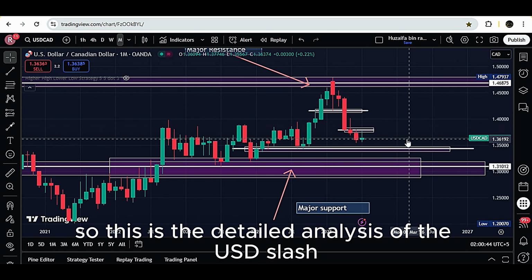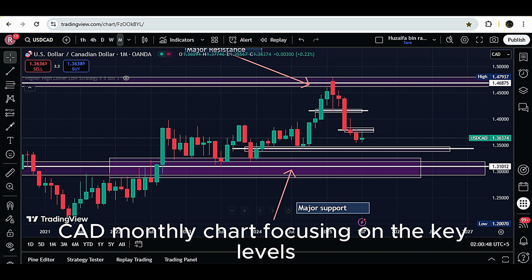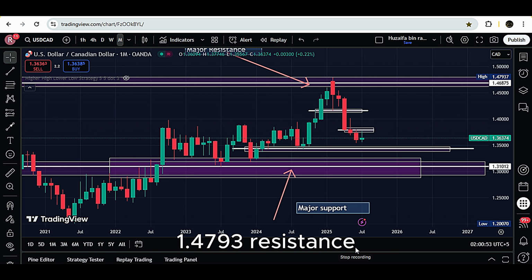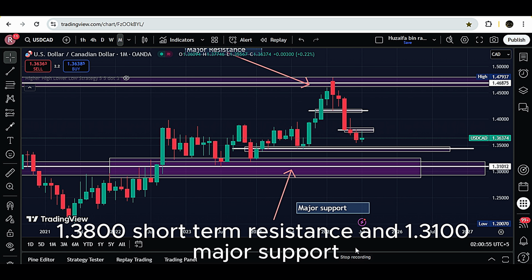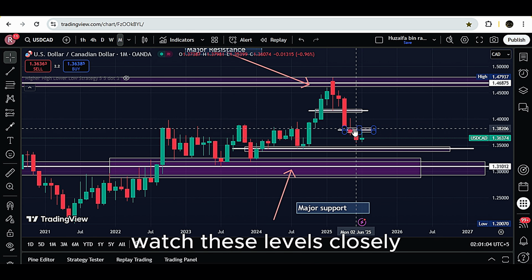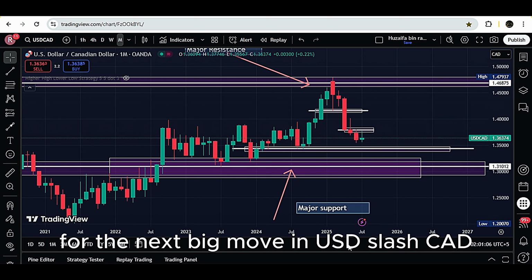So this is the detailed analysis of the USD/CAD monthly chart, focusing on the key levels: 1.4793 resistance, 1.3800 short-term resistance, and 1.3100 major support. Watch these levels closely because they are the roadmap for the next big move in USD/CAD.